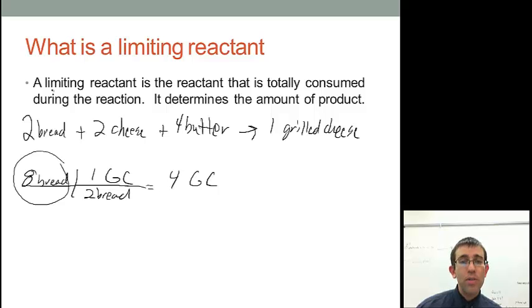So this is what this means with chemical reactions. A limiting reactant is the one that's totally used up, in this case my bread, and it determines how much of the grilled cheese sandwiches I can make, my products. So 8 pieces of bread only allow me to make 4 grilled cheese sandwiches. If I wanted to make 5, too bad, I ran out of bread. It limited me.